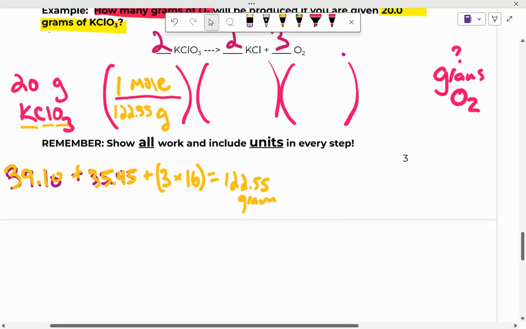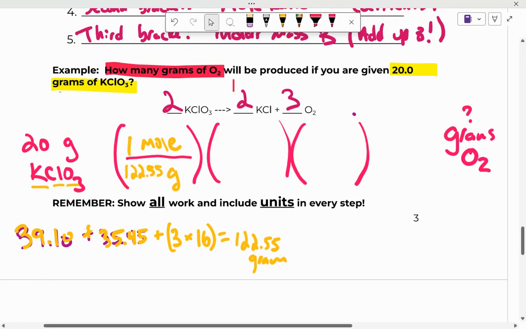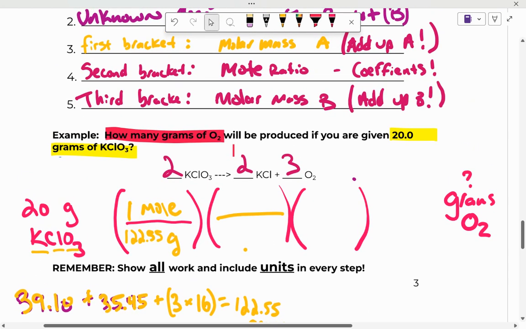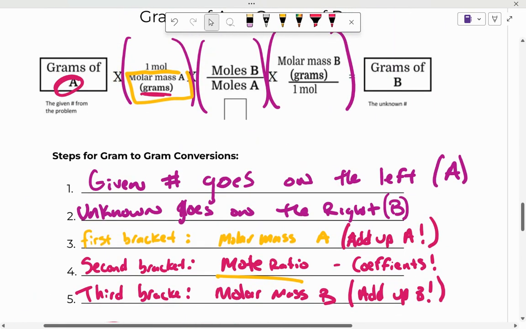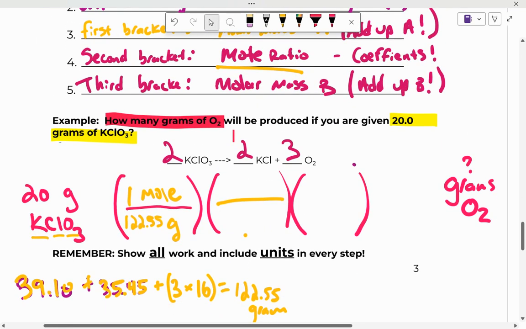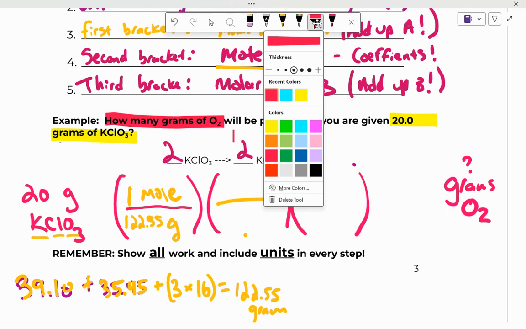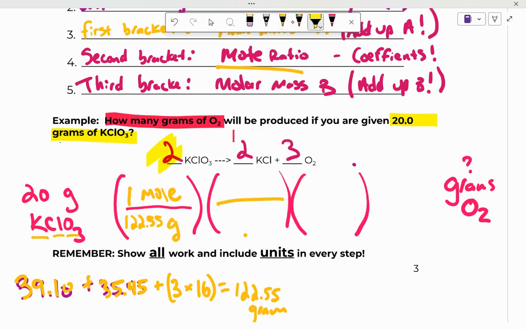Good? What's the second bracket say, Regal or Ricky? Okay, we're going to use the mole ratio, right? So now the first bracket, we're going to use what we call the mole ratio. We're going to find the coefficients. Let's go back to our map. Whatever's out in front of A goes on the bottom. What's in front of KClO3? 2. Put it on the bottom. 2. We're applying our recipe.